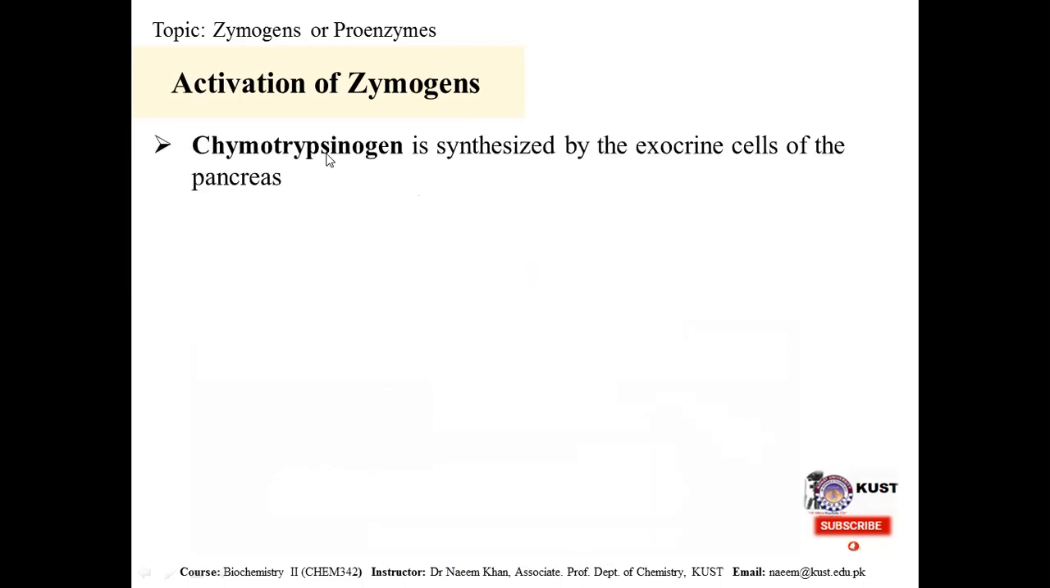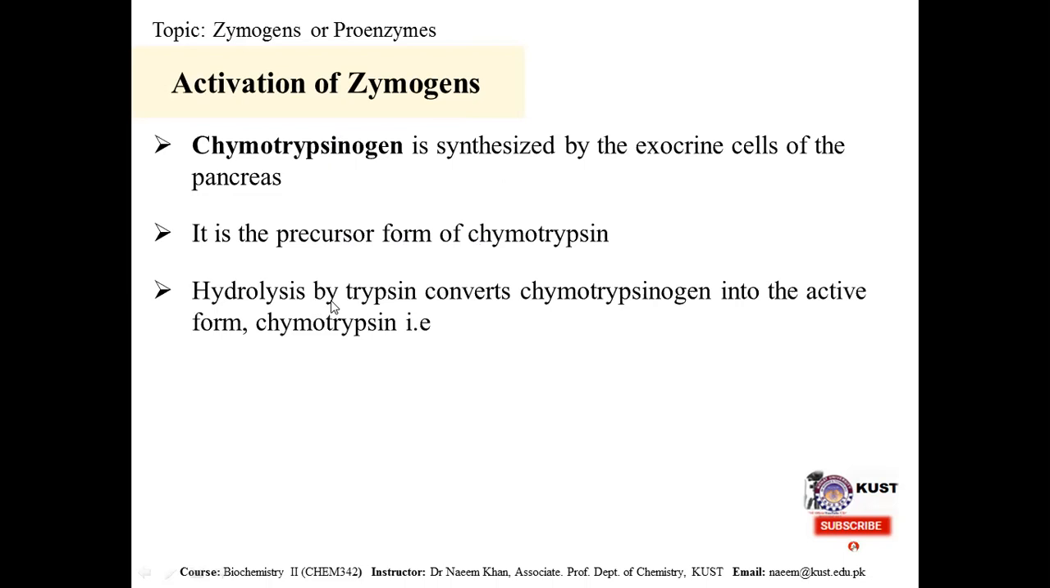Another enzyme is chymotrypsinogen. This is synthesized by the exocrine cells of the pancreas. It is the precursor of chymotrypsin, because ogen is the suffix for zymogen. So chymotrypsinogen is the inactive form. Activation takes place by the enzyme trypsin, which converts chymotrypsinogen into the active form, chymotrypsin.